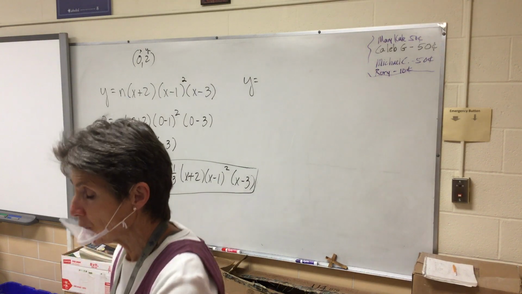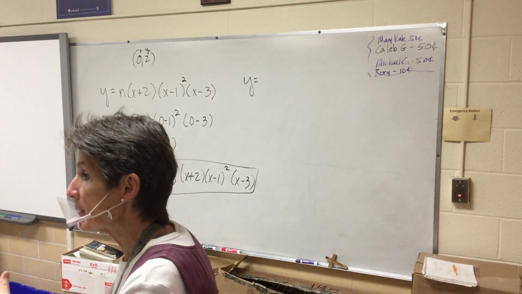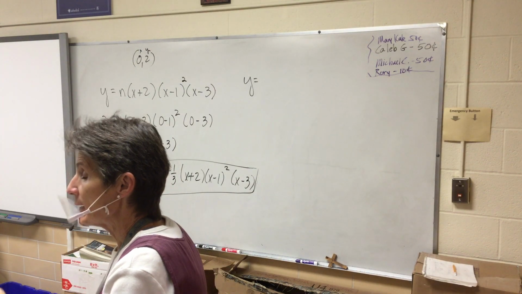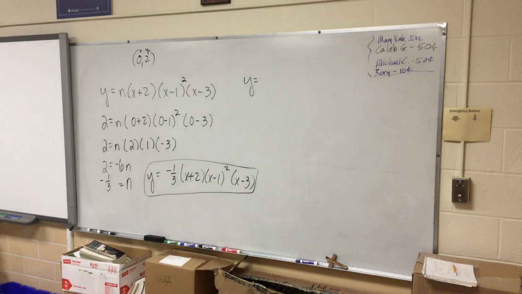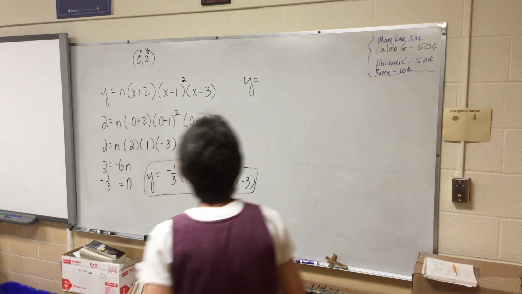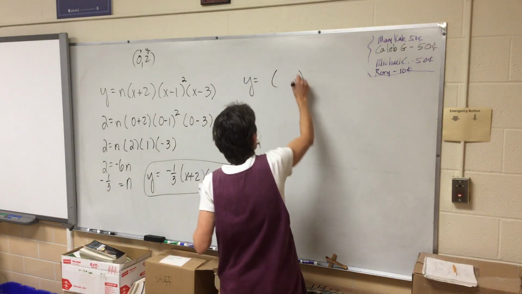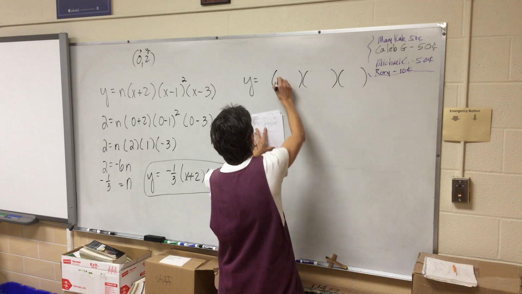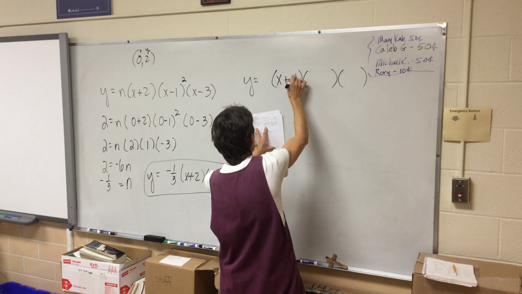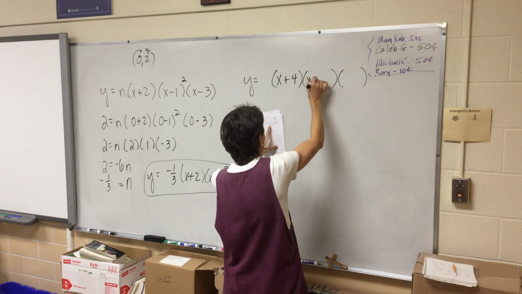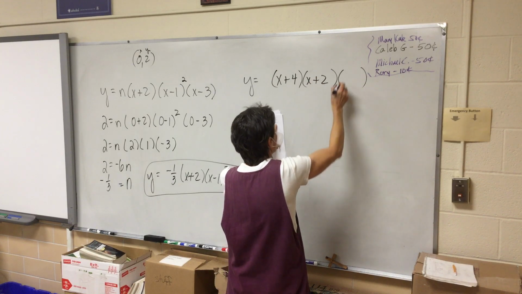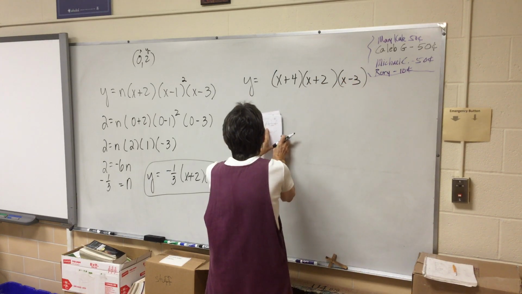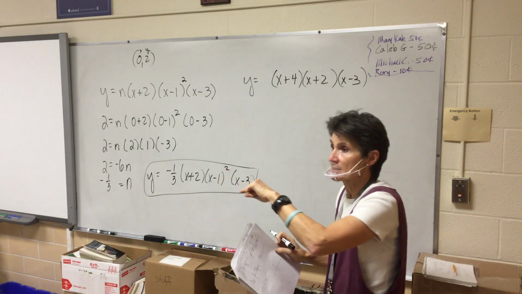Now I'm looking at problem B. I'm looking at my picture. And how many dots on the x-axis are there? 3. So there will be 3 parentheses. What will be the 3 parentheses? X plus 4, x plus 2, x minus 3. Those are the ones on the x-axis.